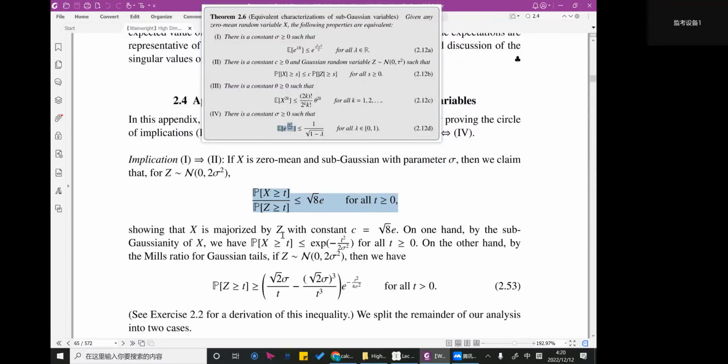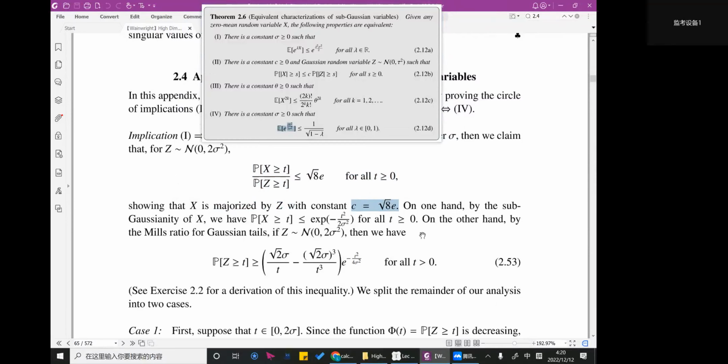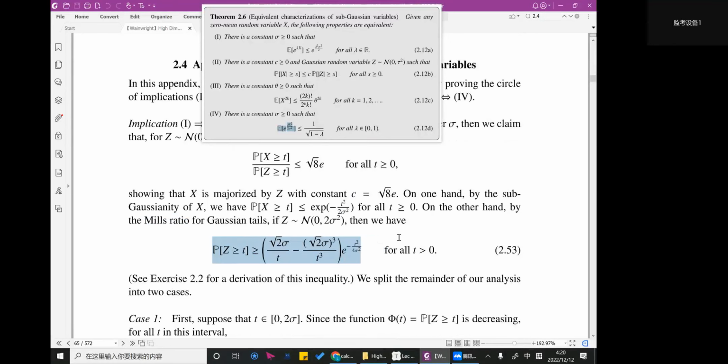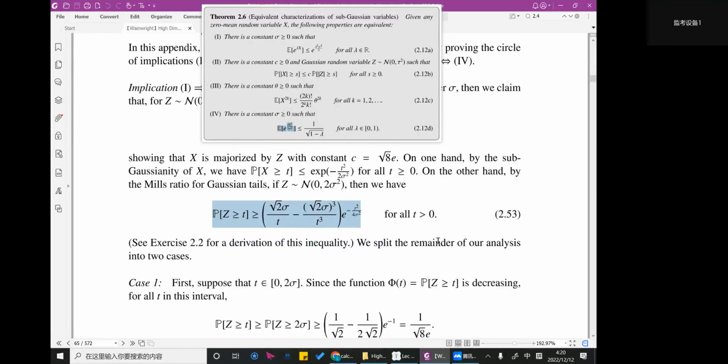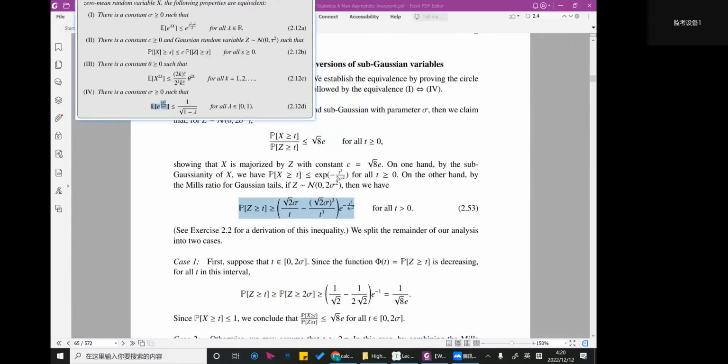Then x is dominated by z with constant c. So how to prove that? On one hand, by the sub-Gaussianity of x, we have this inequality for t larger than 0. And here it also uses the Mills ratio, which will be shown in exercise 2.2. Then we have these bounds. We have to divide this proof into two cases.